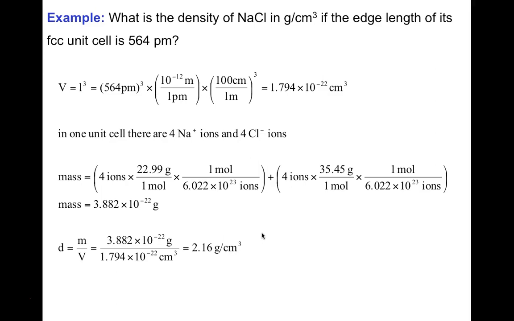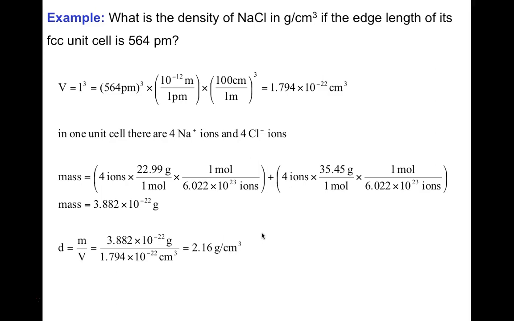Some questions are going to ask you about the density of ionic compounds, and what's important here is that when you're calculating the mass of your ionic compound, you take into account that you've got more than one atom type present. Otherwise, they're similar to calculating the density of a metal. Here's an example of calculating the density of sodium chloride. It says, what is the density of sodium chloride in grams per centimeter cubed if the edge length of its face-centered cubic unit cell is 564 picometers?